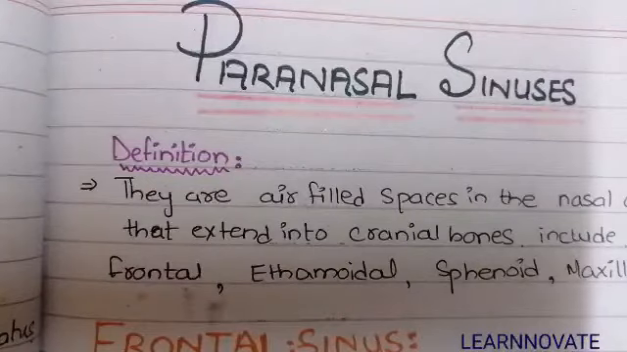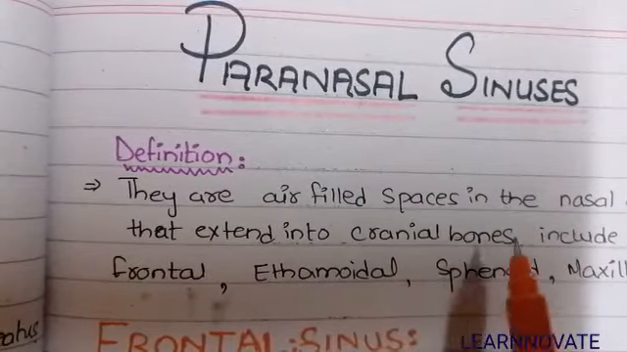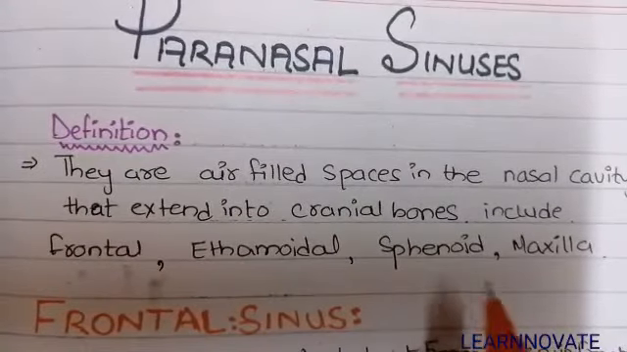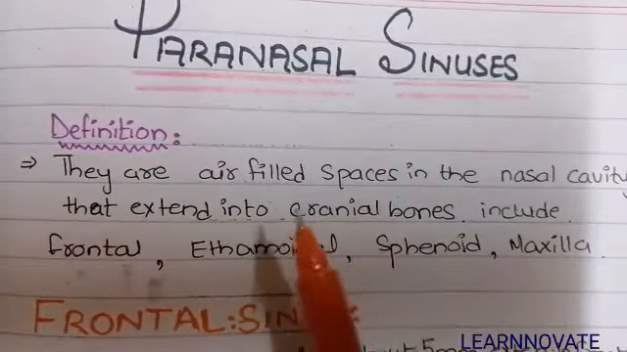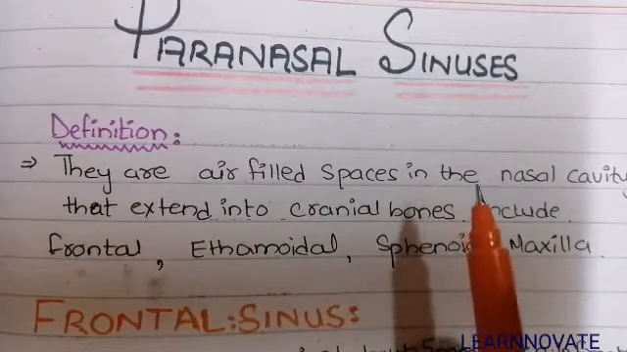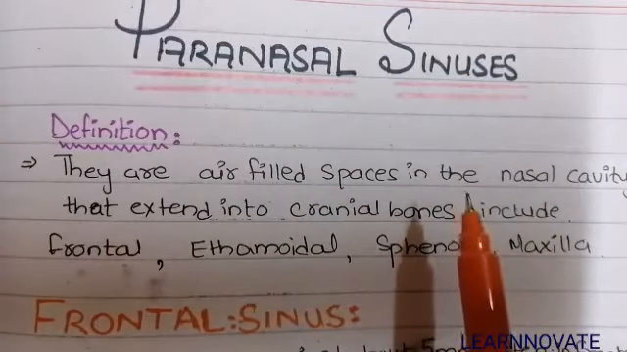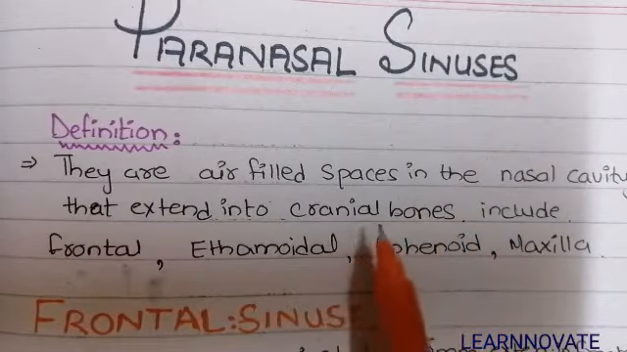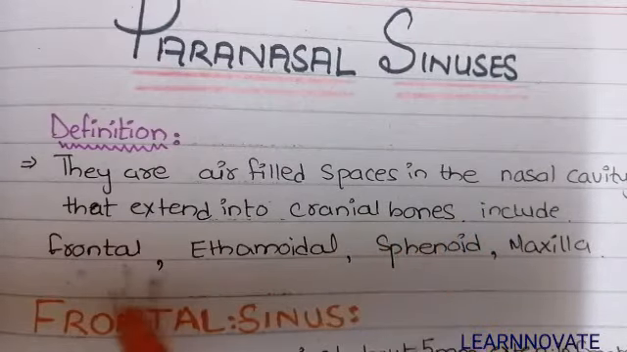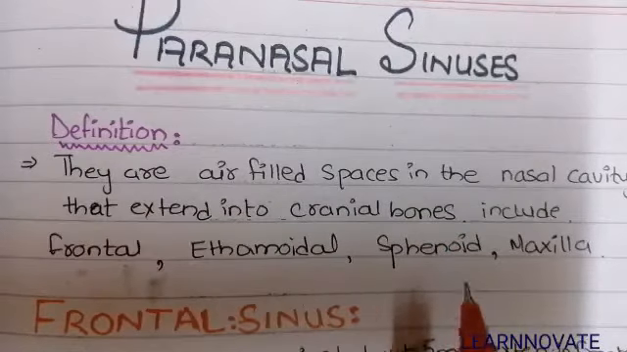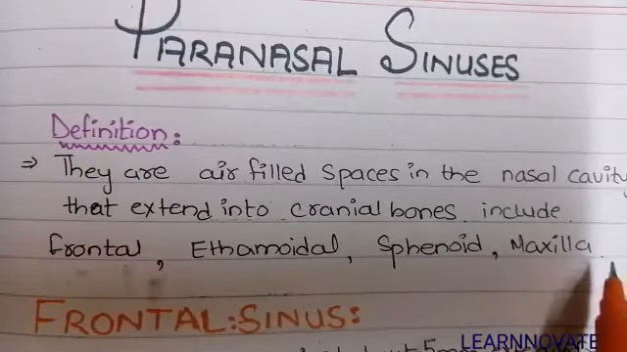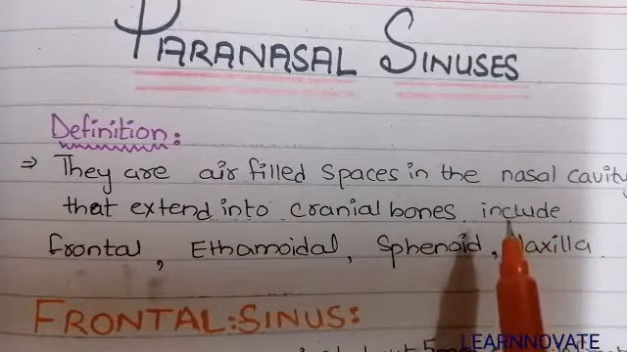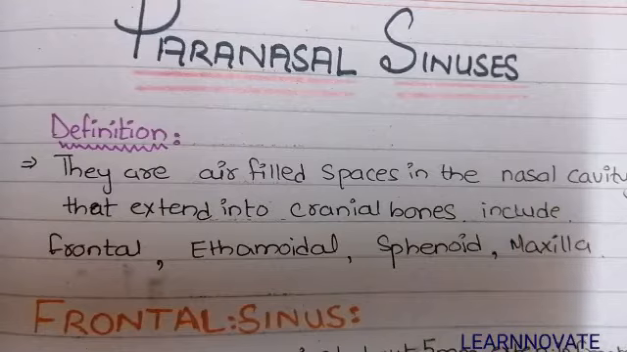The paranasal sinuses are the air-filled spaces in the nasal cavities that extend into the cranial bones. The paranasal sinuses are actually extensions of the nasal cavity that are air-filled, and they extend into the cranial bones. That include the frontal bone, the ethmoidal bone, the sphenoid bone and the maxillary bone, and the corresponding names of these four sinuses. So the paranasal sinuses are four paired sinuses.